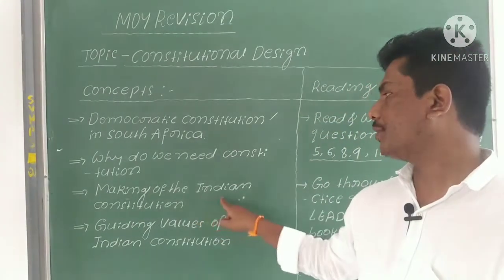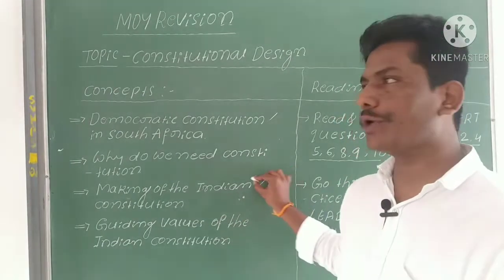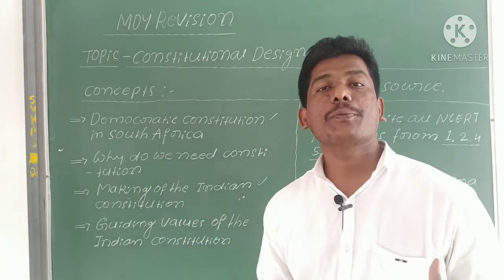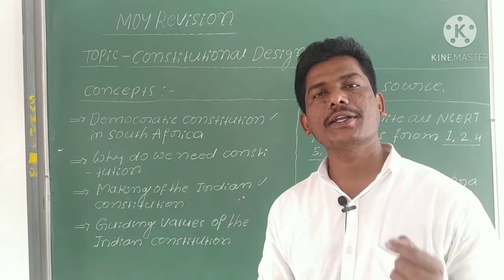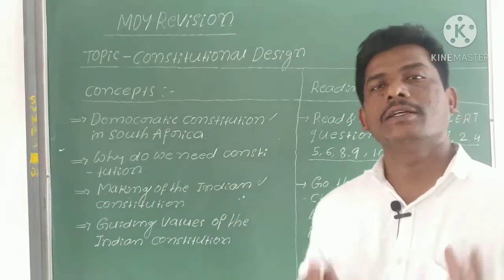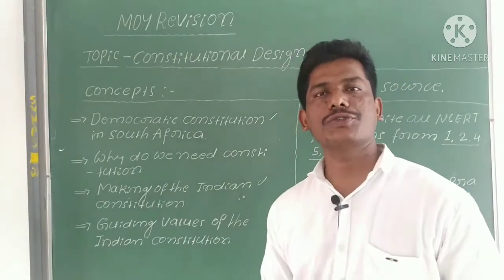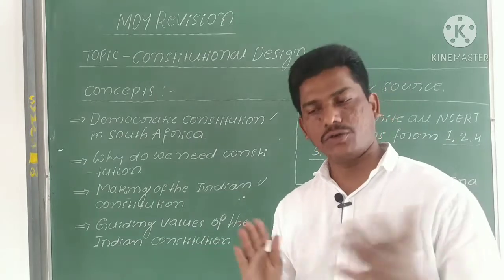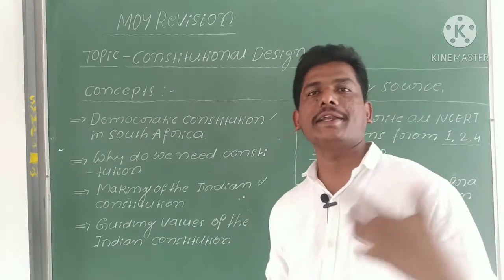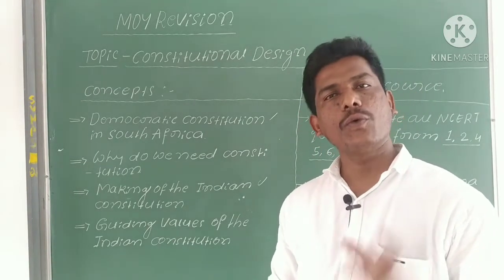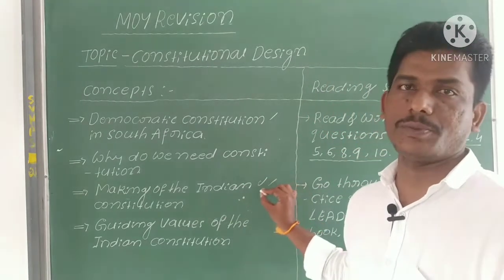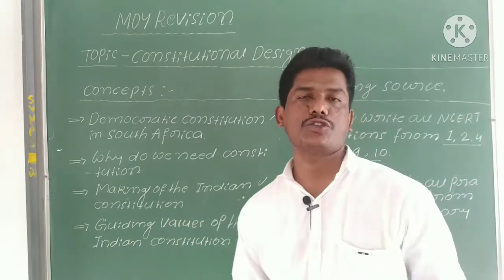Third one, making of the Indian constitution. This is the most important concept among these four. How was the Indian constitution developed in India, and about the assembly. Which assembly? The Constituent Assembly. On which day the constitution was adopted, and on which day it was enacted in India. While reading the textbook and your lead book, please try to focus on this concept, making of the Indian constitution.